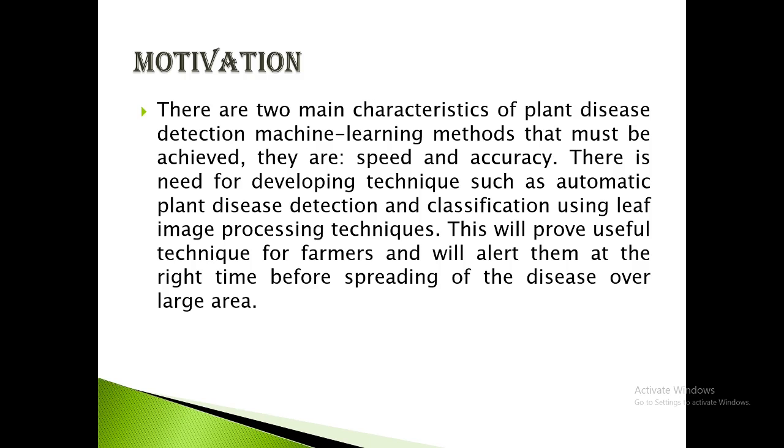The next slide shows the motivation of the project. There are two main characteristics of plant disease detection machine learning methods that must be achieved. They are speed and accuracy. There is need for developing techniques such as automatic plant disease detection and classification using leaf image processing techniques. This will prove useful techniques for farmers and will alert them at the right time before spreading of this disease over a large area.